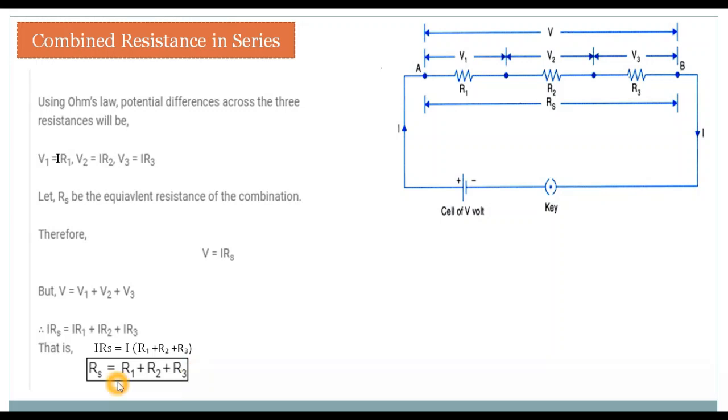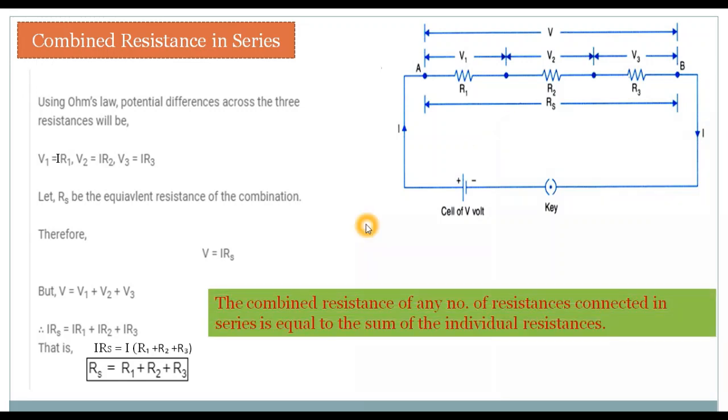That means the sum of all the three resistances is equal to the total resistance, the equivalent resistance of the whole circuit. So this derives the formula for the combined resistance in series. That means the combined resistance of any number of resistances. Here we are having three resistances, but it's not necessary that we have only three. We can have n number of resistances. So whenever we are combining any number of resistances in series, the combined resistance is equal to the sum of the individual resistances.